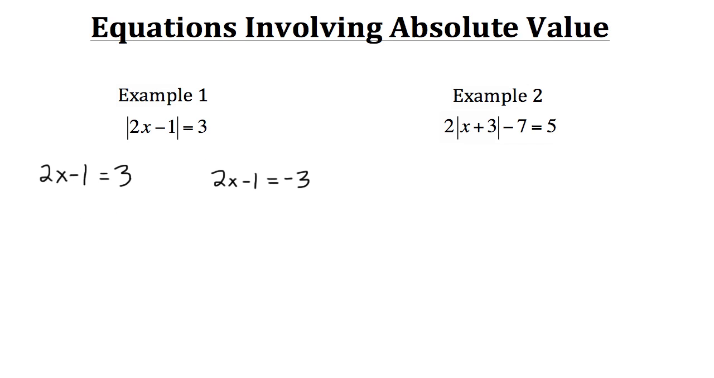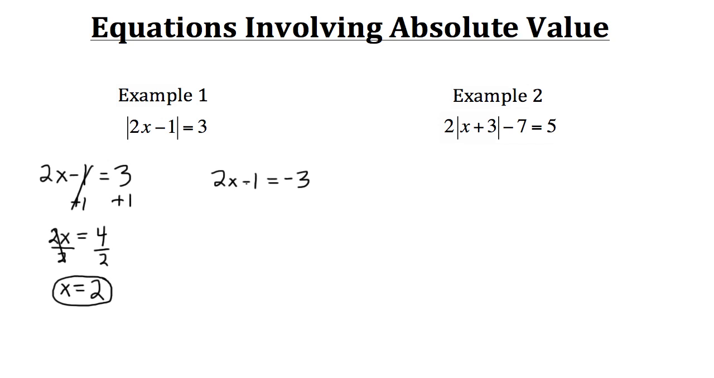So let's solve this left one first. So we'll add 1 to get rid of that on that side. And we'll do the same thing to the other side. That leaves us with 2x equals 4. Now here, to get x by itself, we just need to divide the 2 out of there. And then do the same thing to the other side. So here we get x equals 2. So there's one solution.